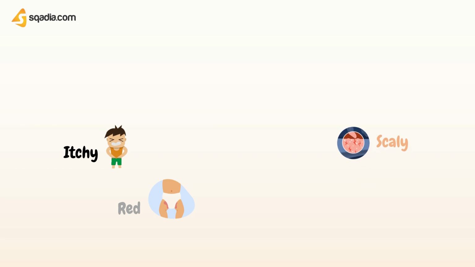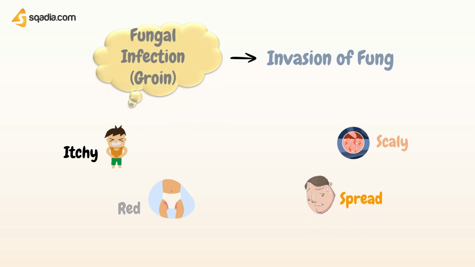Now, if skin in groin region appears as itchy, red, scaly that spreads to other skin regions, then this might give you an indication that patient has fungal infection of groin. Well, fungal infection of groin is invasion of fungus in the skin around the groin.